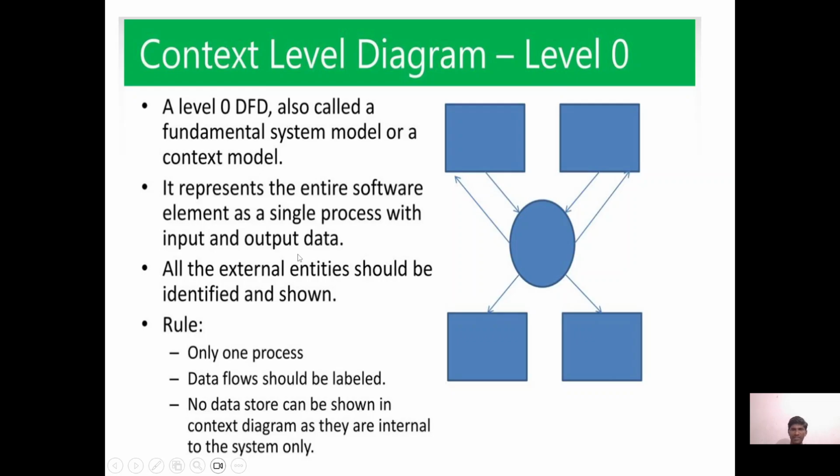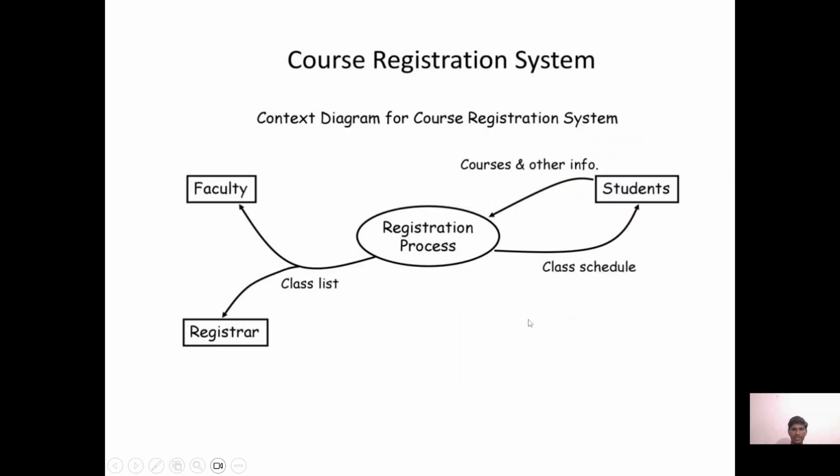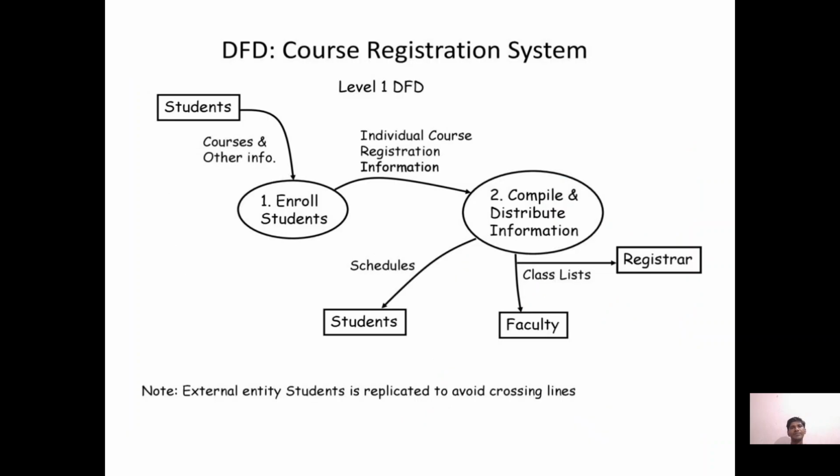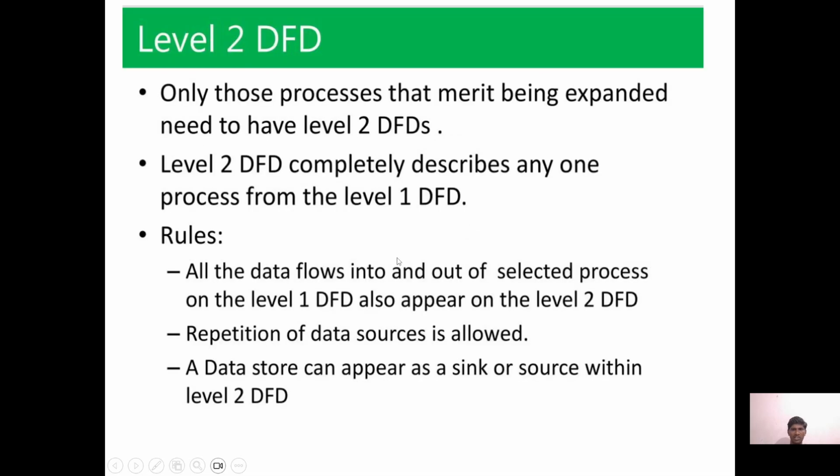There are different levels of DFD. The first one is the level 0 DFD. Here you will have only one process, and different entities. For example, the process is the registration process and the entities are faculty, registrar and students. Level 1: if you have more than one process, around 5 to 9 processes, it is called a level 1 DFD. Let us consider two processes here: one is enroll student, another is compile and distribute information, along with different entities. That's the level 1 DFD.